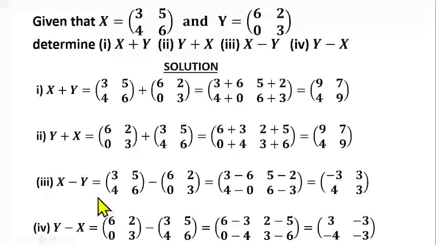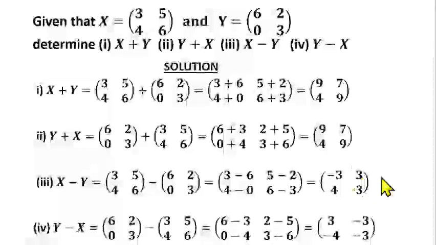So we can see that the answer of x minus y is not the same thing as y minus x. The answer of this one is not the same thing as the answer of this one. They are different answers. So we can say that subtraction is not commutative in matrices. That is, the answer you get for this one is not the answer you get for this one. But addition is commutative. So that is how we add and subtract matrices from one another.